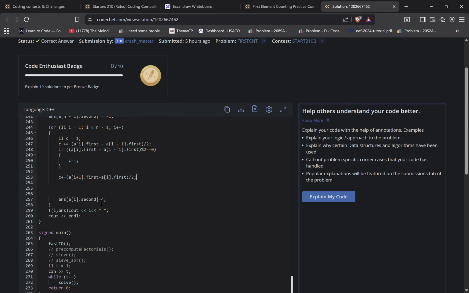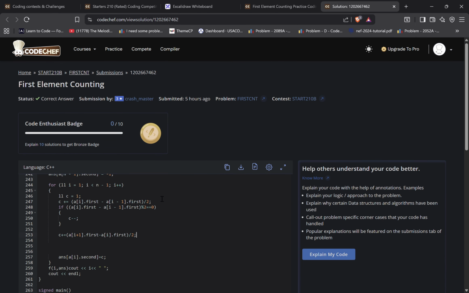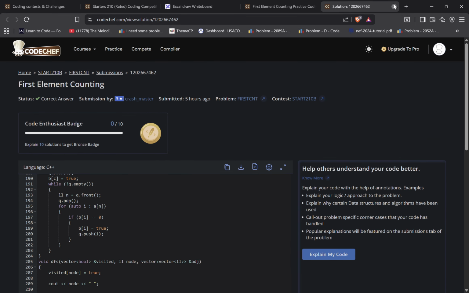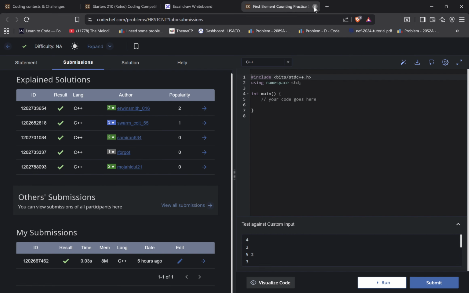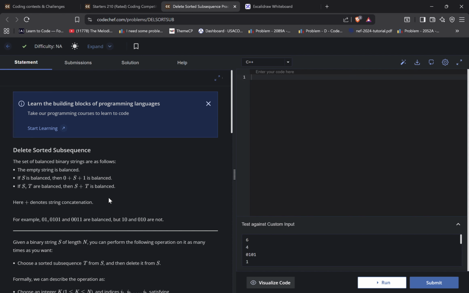So that was it. I just used that and again got AC. I got an all clear, all correct. So that was the first question. The second question was pretty easy again. The third question was kind of smart.